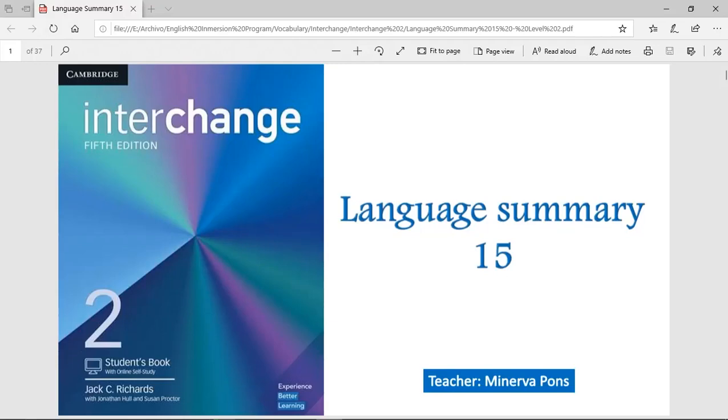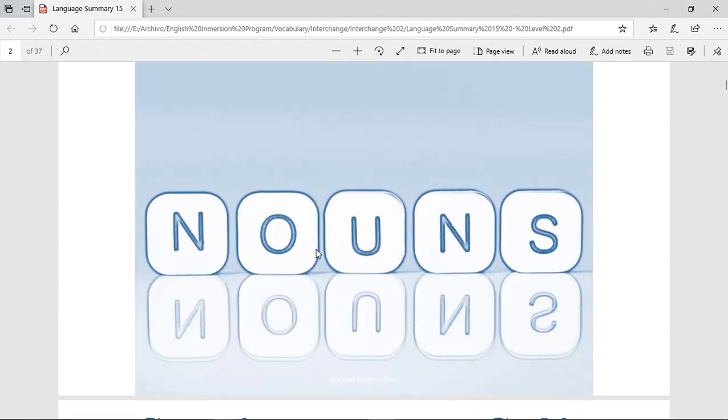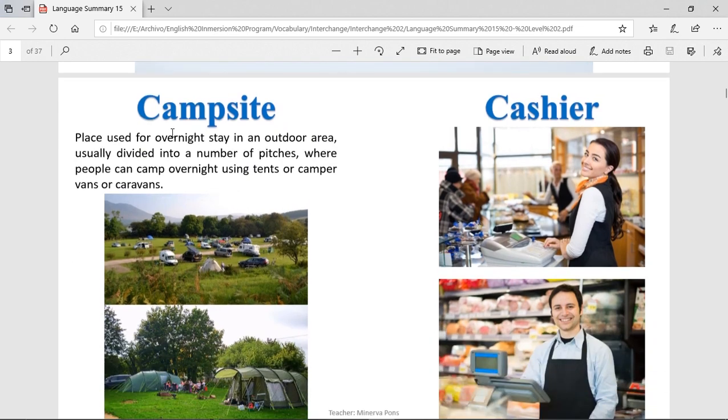Today we're going to be continuing with the Interchange 5th edition level 2, the blue book, and we're going to be starting with unit 15. As always, we start with the language summary or the vocabulary for this lesson. So let's jump right in. Let's start with some nouns.